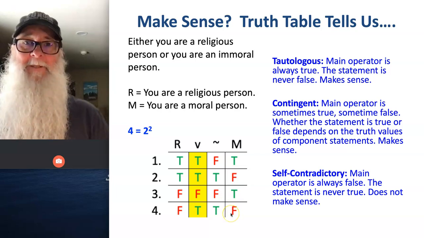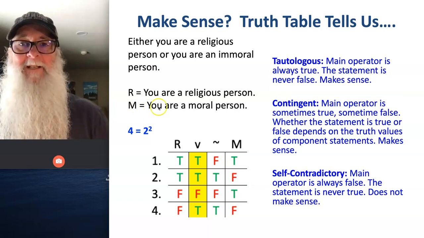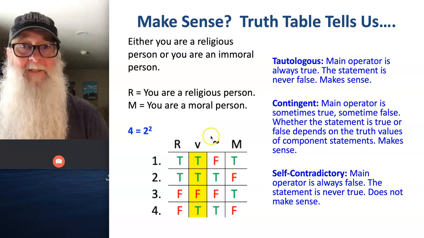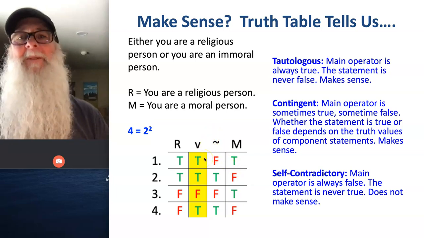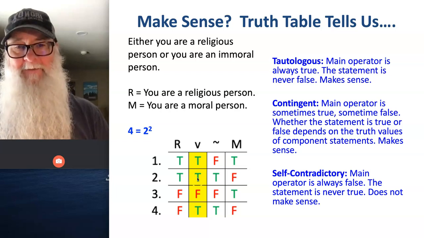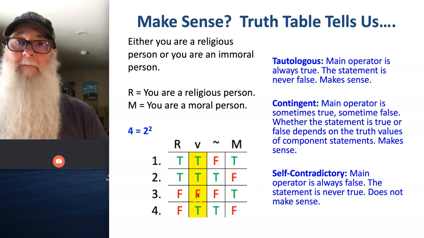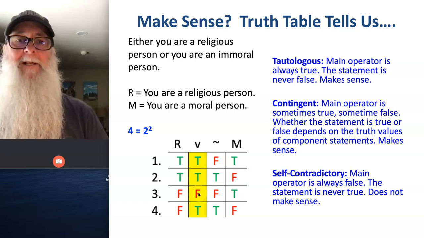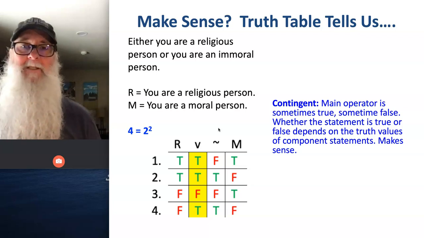Either you're a religious person or you're an immoral person. Okay, so hopefully you phrased your statement, you are a moral person, in the affirmative, and then used tilde to negate it. That's the best practice. And when we look at this truth table, we see something we didn't see in the previous truth tables. And that is we see that on some lines it's true, and on some lines, in particular the third line, this statement is false. And that means that this statement is a contingent statement.